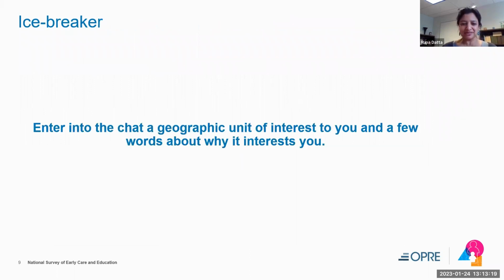Just to get us going, we do want this to be an interactive workshop. So I'm going to ask everyone to just drop into the chat a geographic unit of interest to you, as well as a few words about why it might be interesting to you. This subject is linkage of external data to the NSECE using geographic identifiers. So let's go ahead and talk about some of those levels that might be of interest to you.